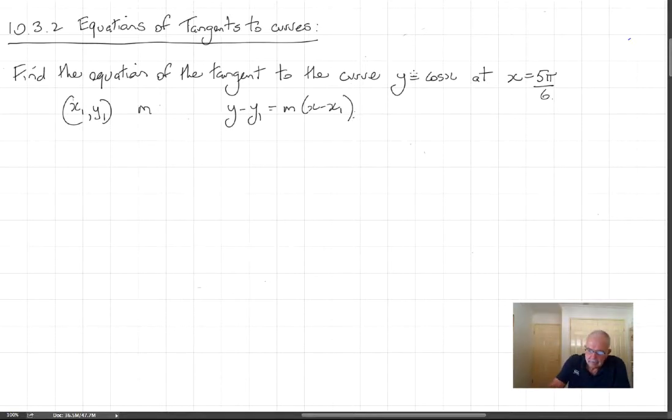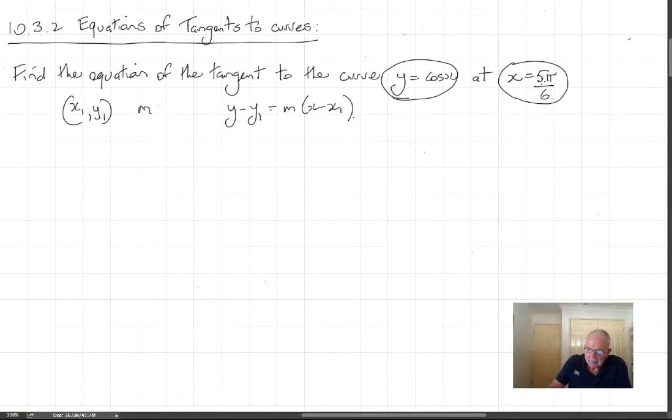We've got a curve, y equals cos x. We've got the x coordinate of the point, so we've got x1. So we need to find y1, the corresponding y value for that x value. And we need to calculate the gradient of this curve at x equals 5π/6. So we've got everything there that we can do. We just have to go through it step by step. So our first step is to find out what y1 is.